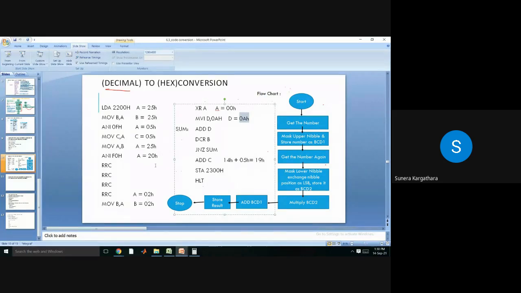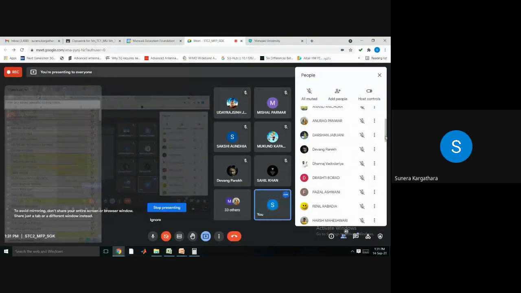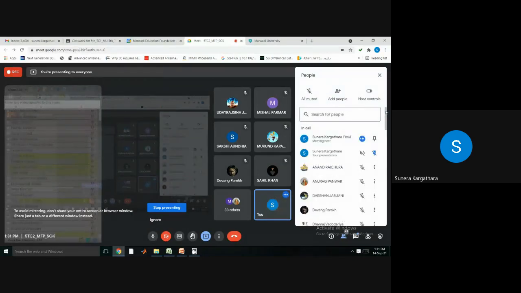So here 2 is my higher nibble, so I need to add 0a count times. Count is 02, and after addition, whatever result I'll get, I'll add my lower nibble into that, and that is nothing but my equivalent hexadecimal. Am I communicating, student? Yes or no? Should I repeat any point, student? Is it clear?